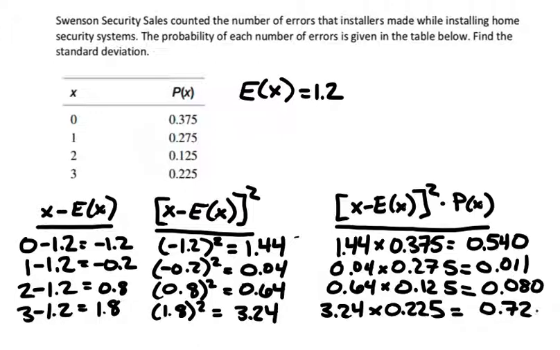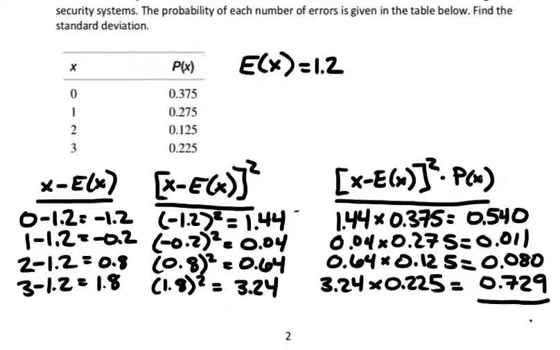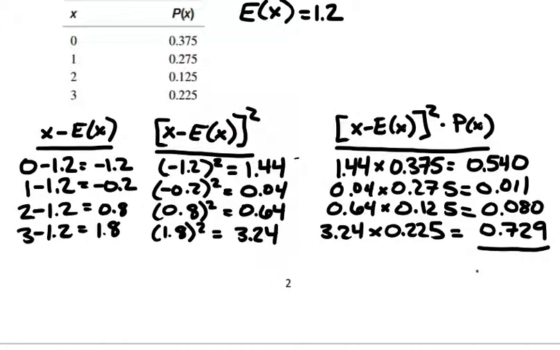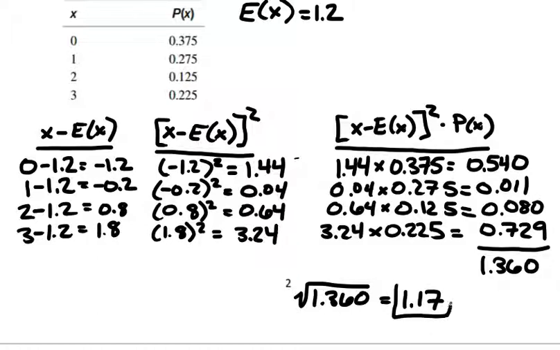And once I have all four of my results calculated for multiplying the squared value by the probability, then I add those four numbers together. And when I do that here, I get 1.360. And then the last step is to take the square root. So the square root of 1.36 is approximately 1.17. And so that would be my standard deviation. Make sure that you pay attention to rounding when you're doing these problems in MyLab.